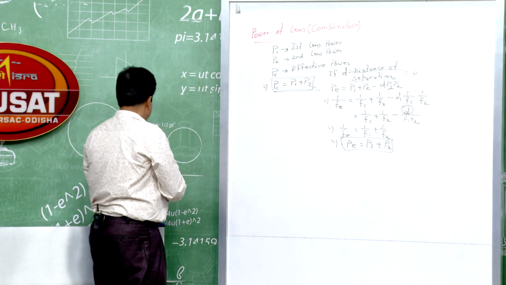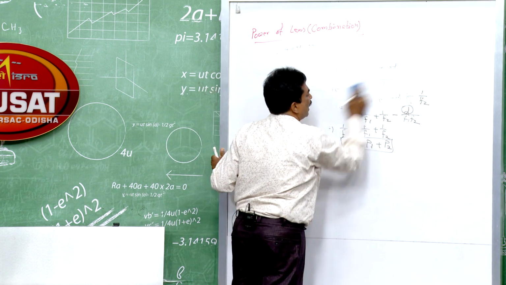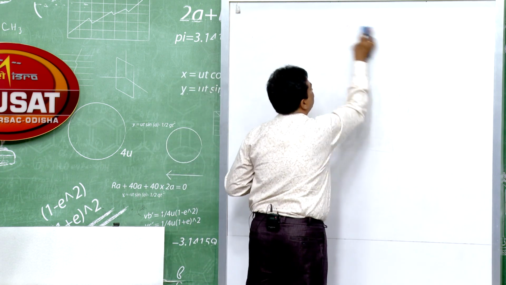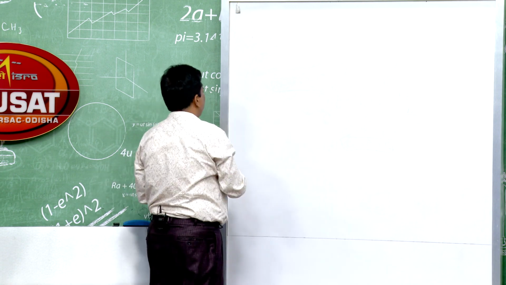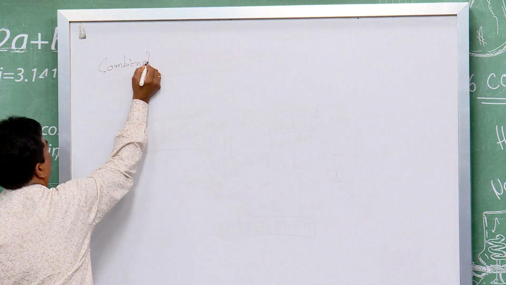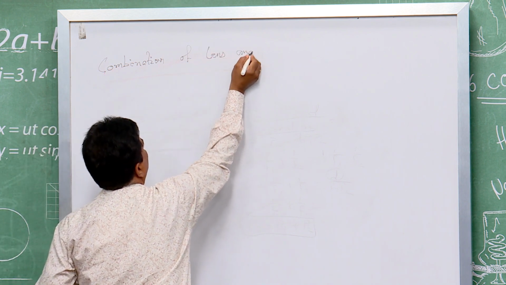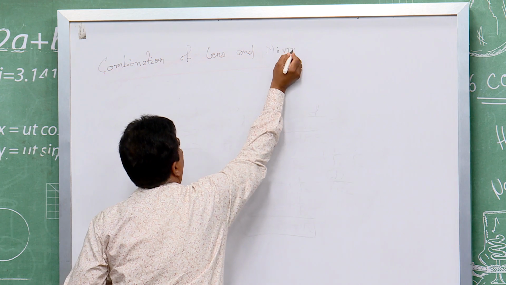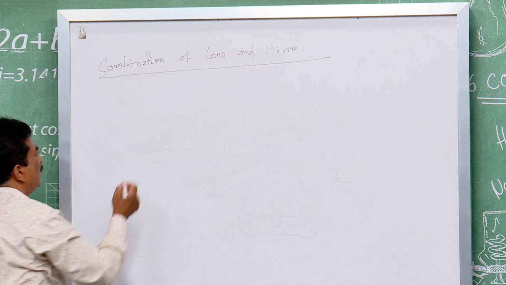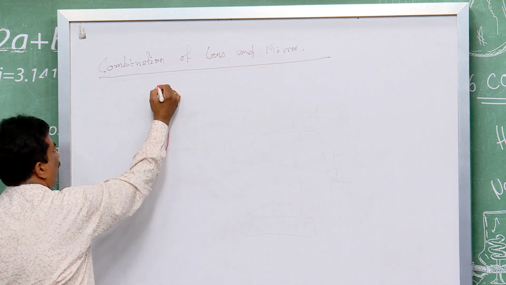But now the question is, instead of taking two lenses, if it is a combination of a lens and a mirror, then what will be its focal length and what will be its image formation distance, that we have to calculate. So, that is the combination of lens and mirror. Combination of lens and mirror means, let us have a lens and here the mirror.